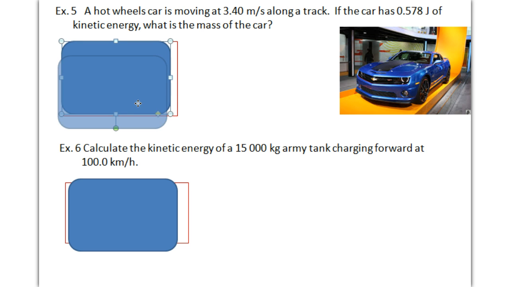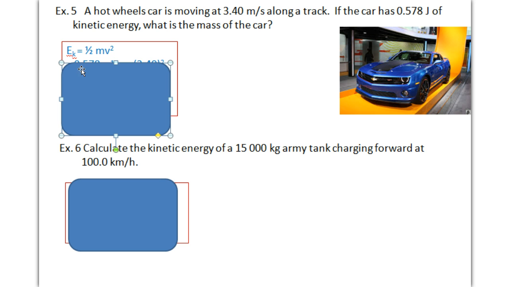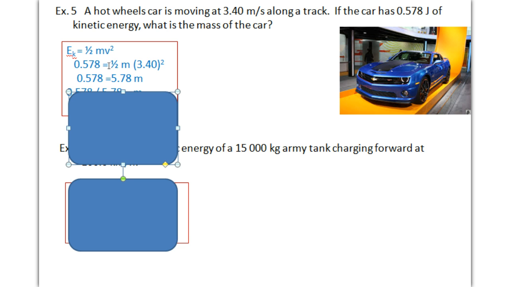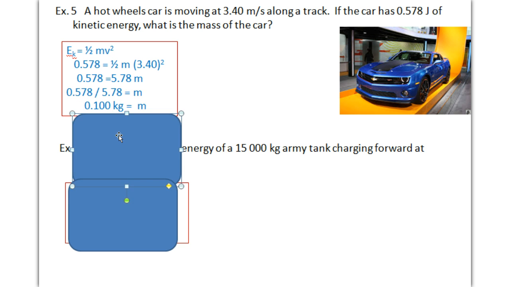Over here, fill in what we know for the formula. So you know the kinetic energy, and you know the velocity. So you simply have to do your math here and carry your algebra. So don't forget to square it. Multiply your answer by half. You get 5.78. Divide both sides by 5.78, and you end up with a mass of 0.1 kilograms, which would make sense for a Hot Wheels car.